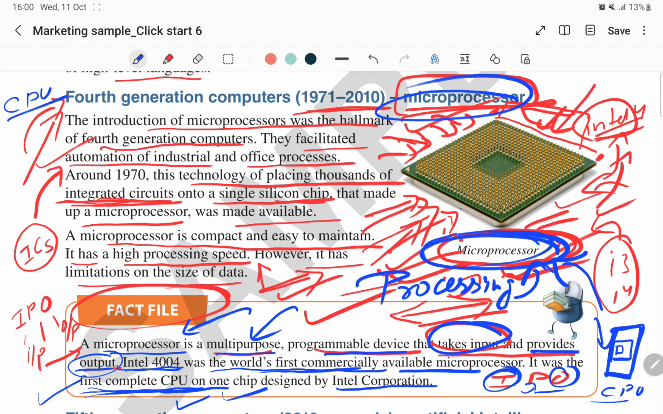Whatever we used to see, the big rectangular or square box, we call it a CPU. But inside that CPU the motherboard is there, and on that motherboard there is a microprocessor. That microprocessor is known as the main acting CPU. So that was the first complete CPU on one single silicon chip, made possible by the world's first commercially available microprocessor, Intel 4004, designed by Intel Corporation.